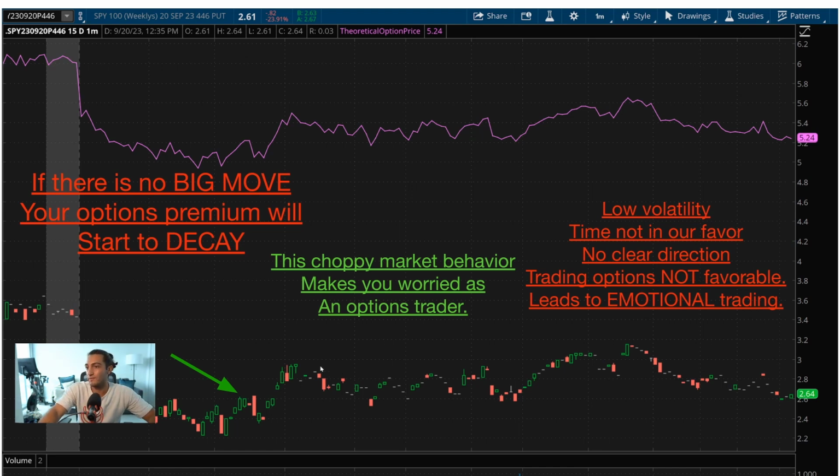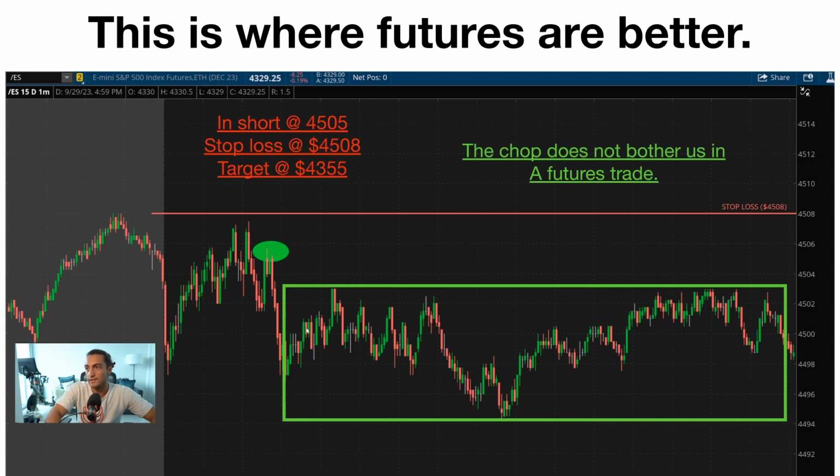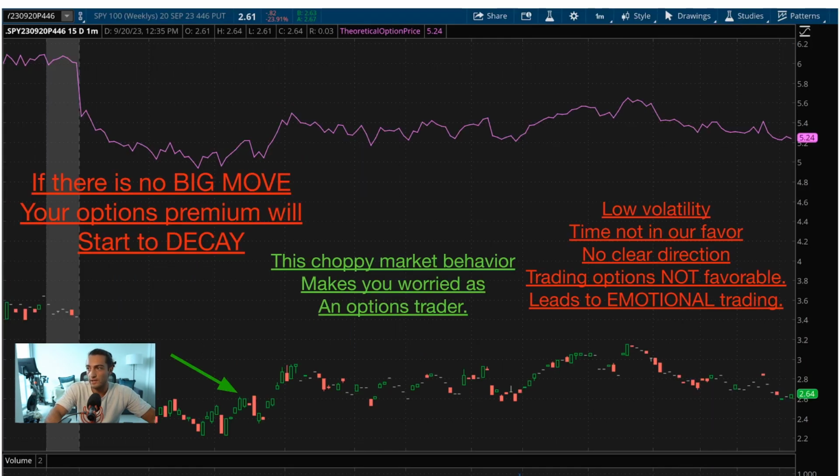You don't want time not in your favor. You don't want there to be no clear direction. So in this case, trading options is not favorable. When you're in a choppy market like this, it's not a good time to be trading options, right? And that's the problem that a lot of traders have. They don't know when they should be trading options.